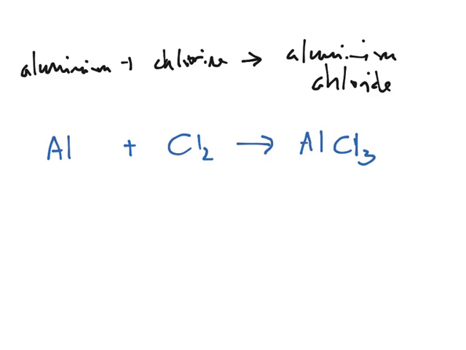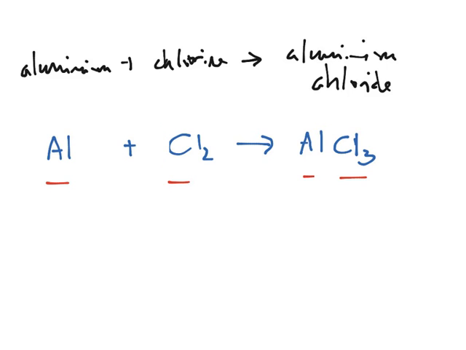Now, if we have a look over here, we've got one aluminium, that's fine. We've got two chlorines here, but 3 over here. And that's more of a mathematical problem. If we have 2 of these, we started off with 1, and that wasn't enough. 2 chlorine molecules is 4 chlorine atoms. That's too much.